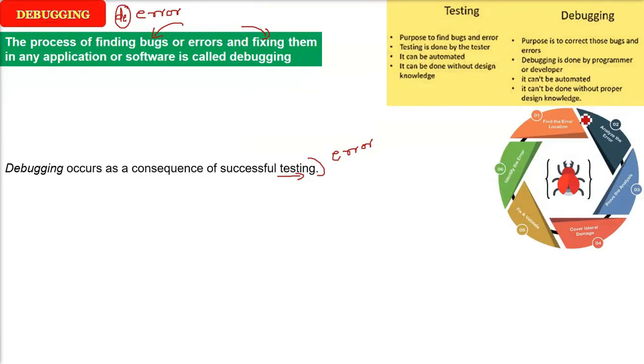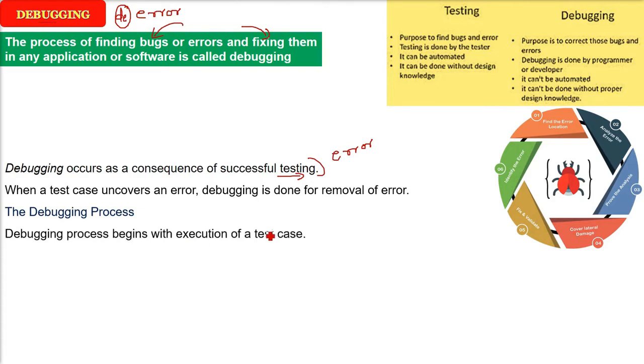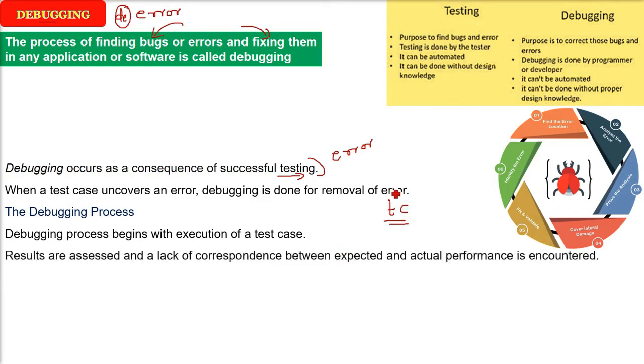So, when a test case uncovers an error, debugging is done as the next step to remove this error. How does the debugging process work? In a test case, there is a template. We apply the test case, and the debugging process begins with the execution of this test case.